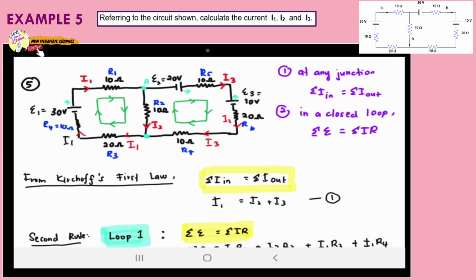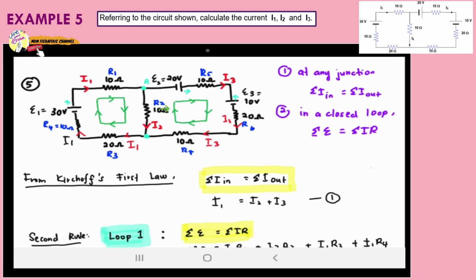Alright, so how about the current? Look at here for R5. The direction of current I3 is to the right, which is the same direction as the loop. So I3 R5 is positive. This one should be a positive value going into the equation. Same goes to here, R6 and I3. Same direction, downward and downward. They are clockwise direction, so this is also positive. And R7 is also a positive value.